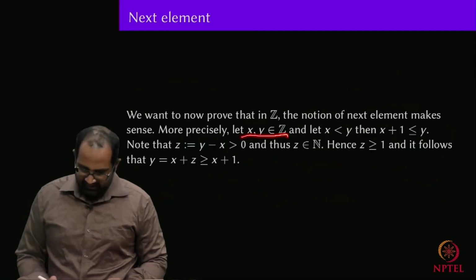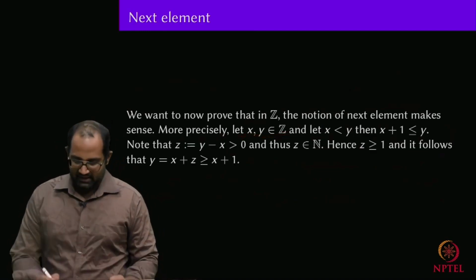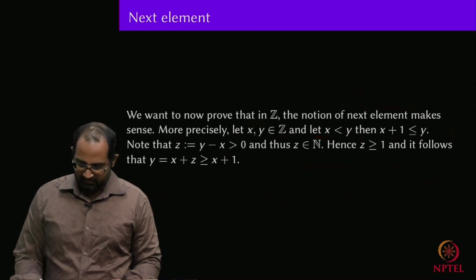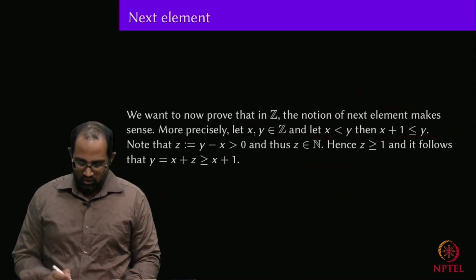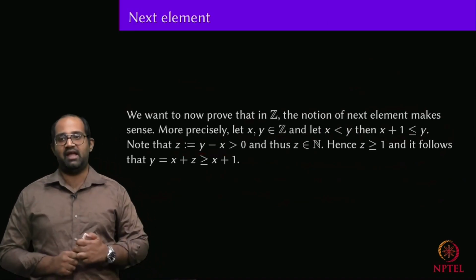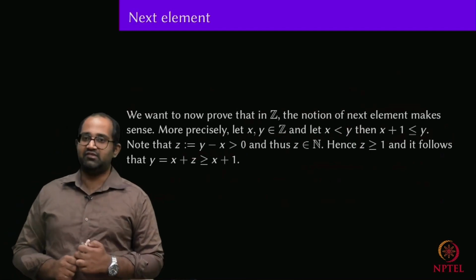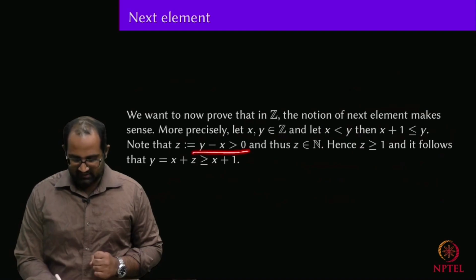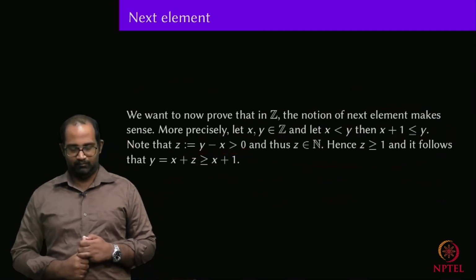Take two numbers x and y in Z, and suppose that x is less than y. We have to show that x plus 1 is less than or equal to y. What you do is look at z, which is y minus x. From the various properties of an ordered integral domain, y minus x must be greater than 0.